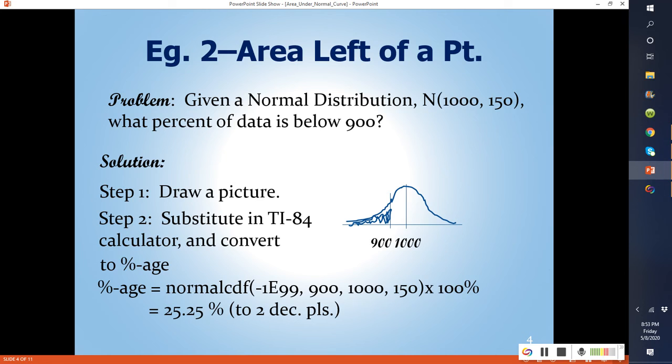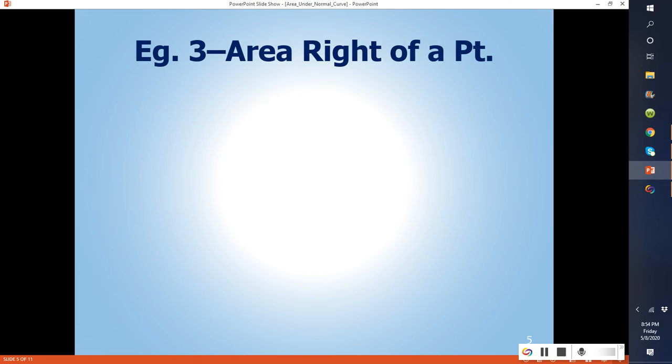So let's do that for this question. In other words, substitute the negative 1 E99, comma 900, put in the mean and the standard deviation. When you compute that, then you multiply by 100%, and that will give us 25.25%. So the answer to this question is 25.25%.